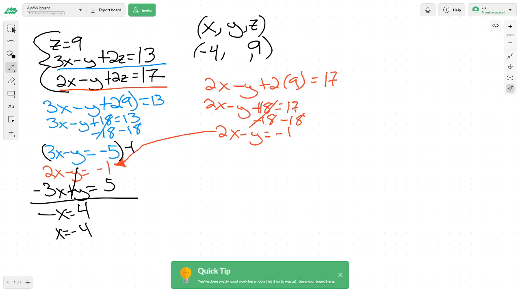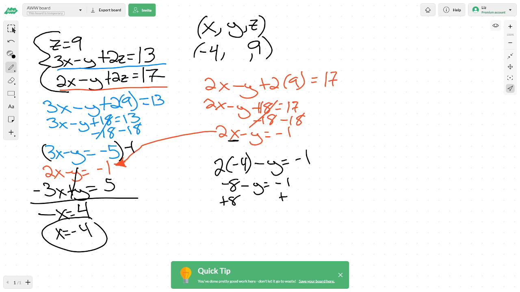And then I can plug this in for this x here, and I get 2 times negative 4 minus y equals negative 1. Alright, 2 times negative 4 is negative 8, plus 8, plus 8. Negative y equals 7, or y equals negative 7. So now I have my answer, negative 4, negative 7, and 9.